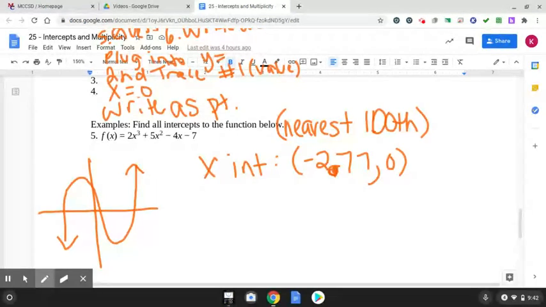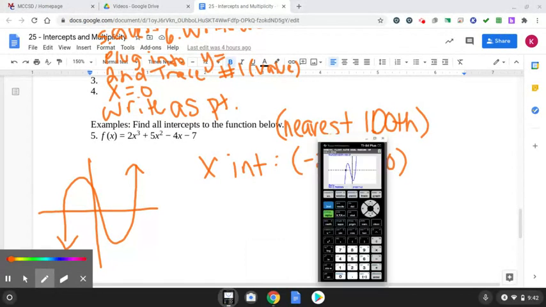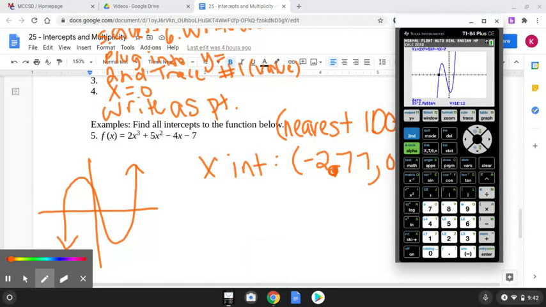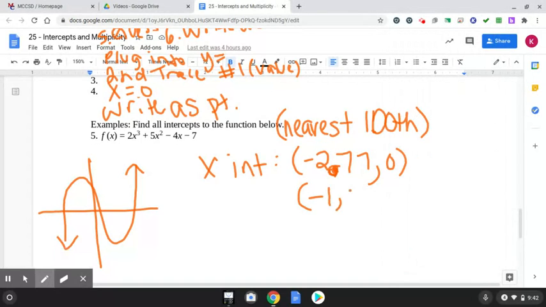Now we're going to do it all over again to find the second one. So we're going to press second, trace, number 2 again. So now this is the point that I'm looking for, right? I'm going to be on the left side of it, which is actually above the function. Enter, right bound. So now the right side of it's going to be below. Enter, guess, enter. This 0 is nice and clean. This one's negative 1, 0.